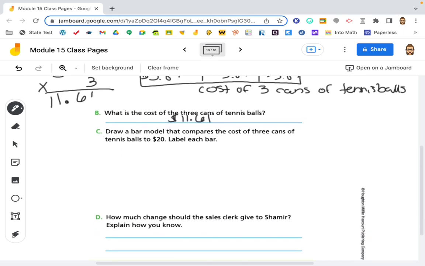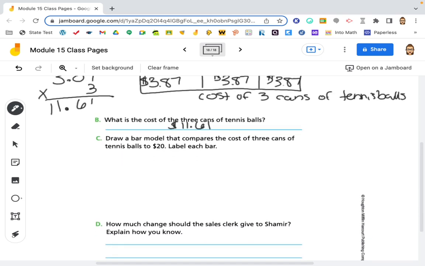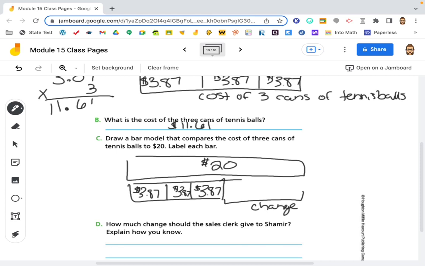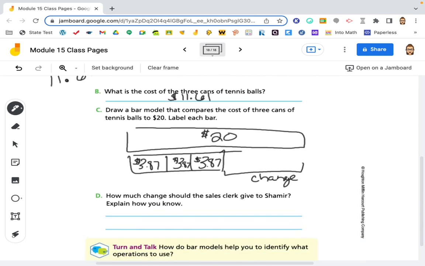And it says draw a bar model that compares the cost of the 3 cans of tennis balls to the $20. So we're going to say this is the $20. And this would be the change. So how much change should the sales clerk give to Shamir? Explain how you know.